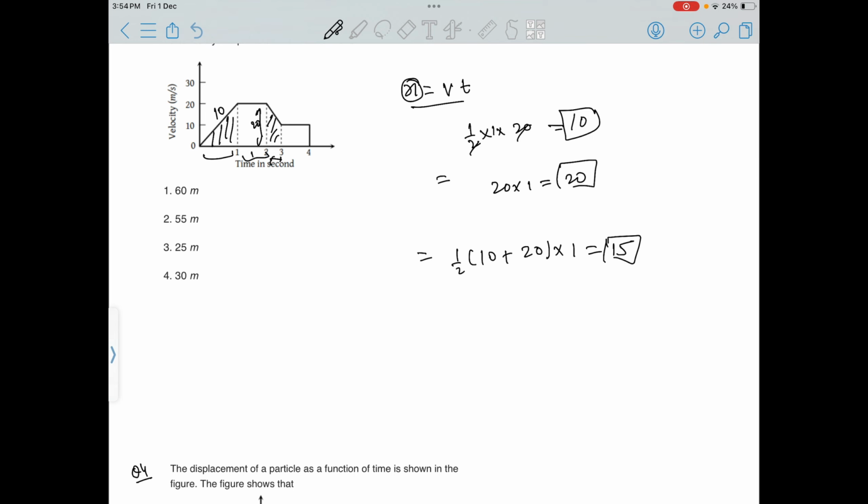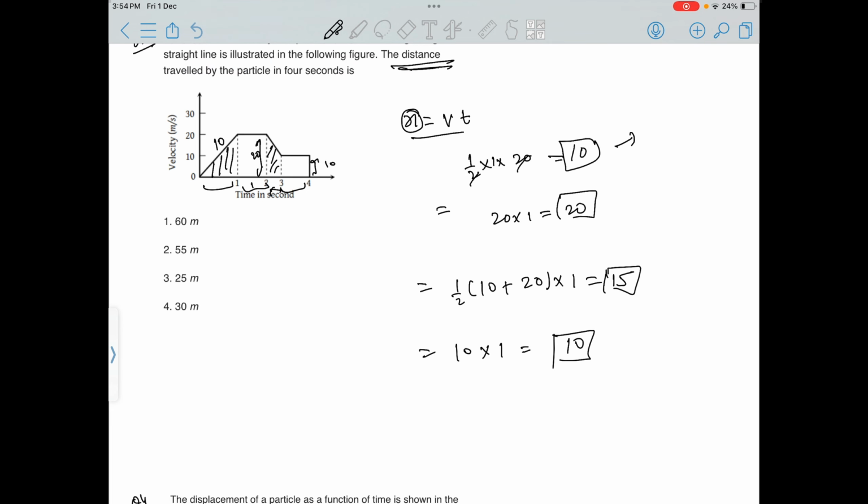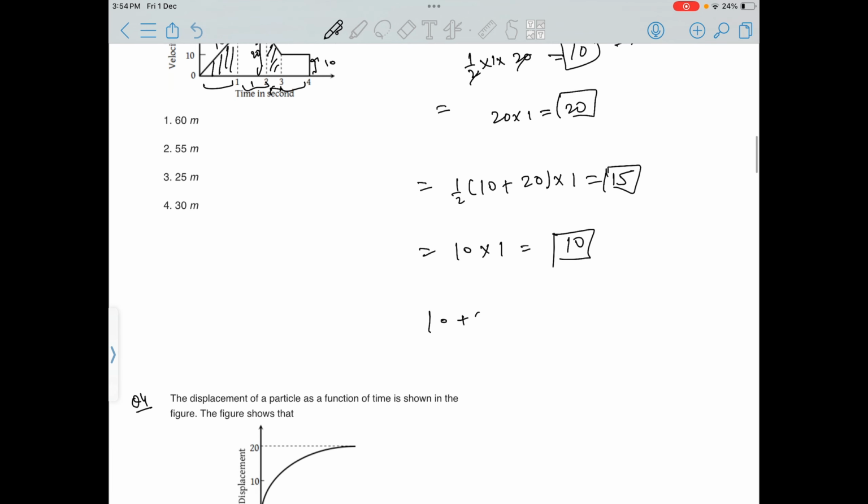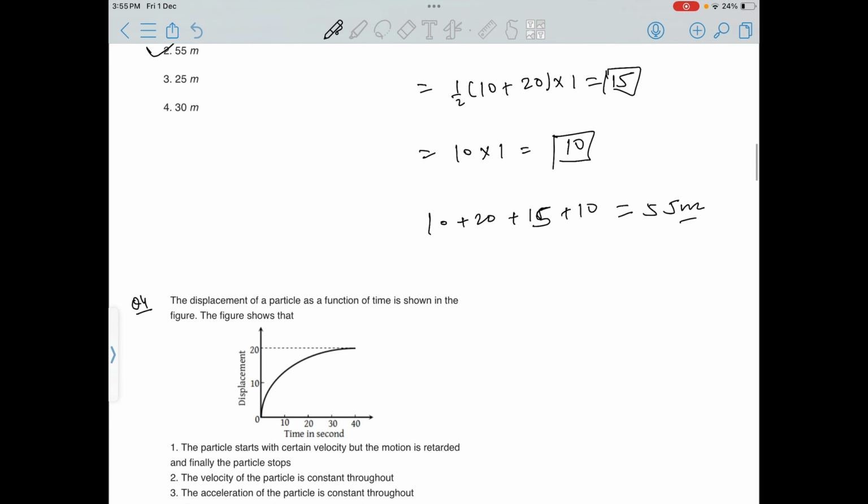And this will be a rectangle. So this is 10, this is 1. 10 into 1, 10. So these are the individual displacements. What it was asking is distance, so we will add 10 plus 20 plus 15 plus 10, which is 55. This will be the answer.